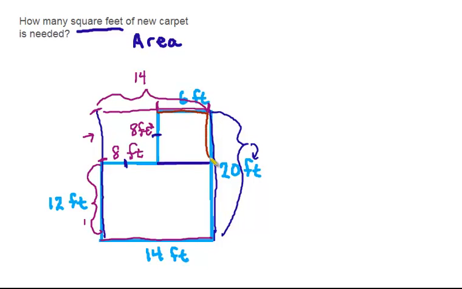So right here, we have a side that's 8 feet and a side that's 6 feet. So this is 6 by 8. To figure out the area, you multiply. So we have 48 feet squared. And then here we have a side that's 12 feet and another side that's 14 feet. So you go ahead and you multiply those, and we get 168.